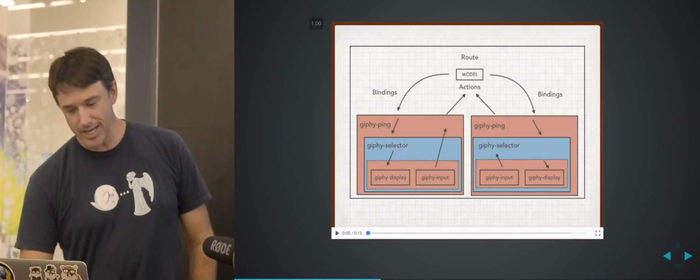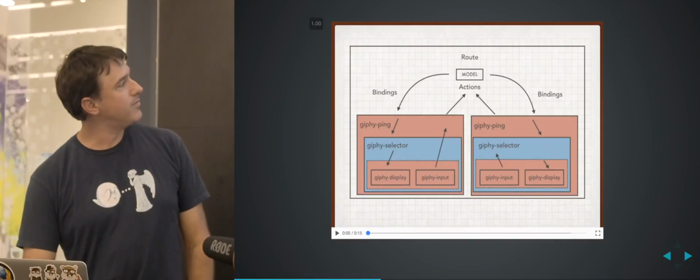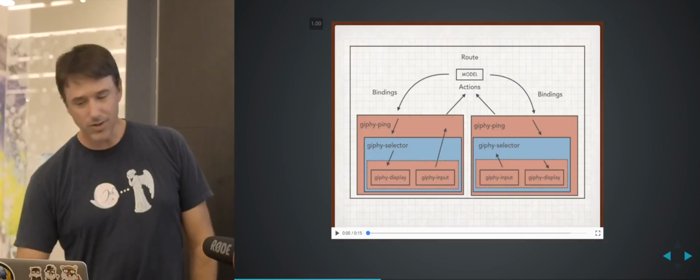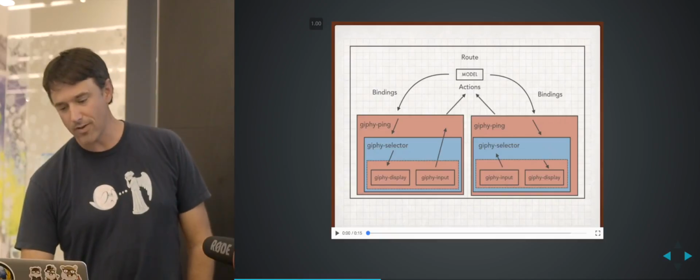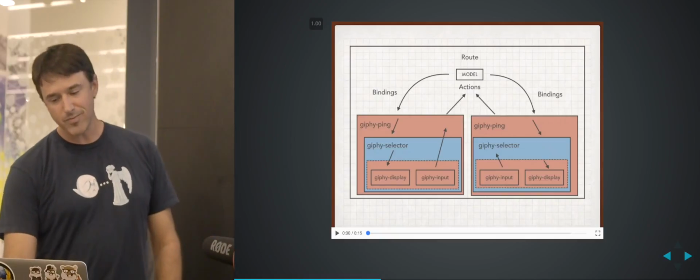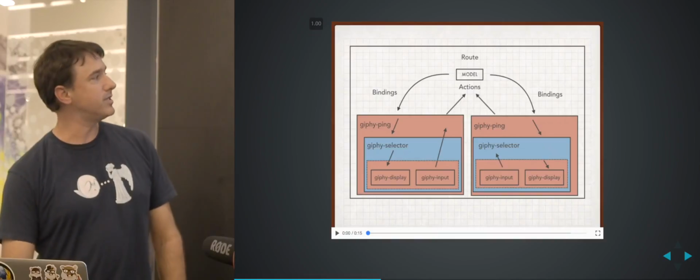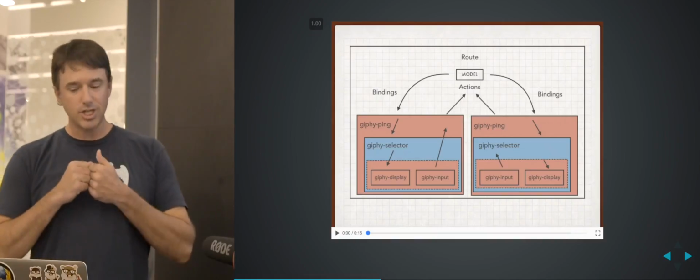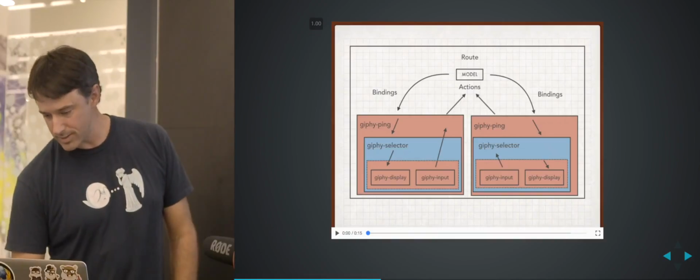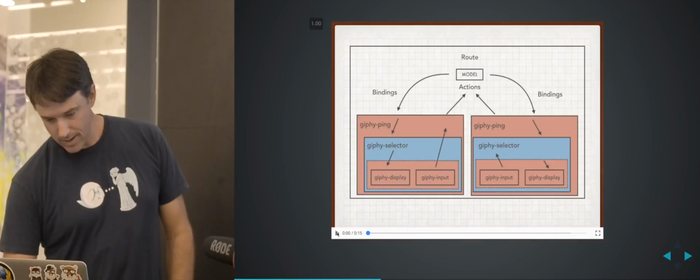So essentially the reason this is red is because, I'll show you in a second, it's what's called a block component, and you can actually have Giffy ping define the subcomponents within that selector, and the selector is just yielding data to those subcomponents. So let me play that for you.